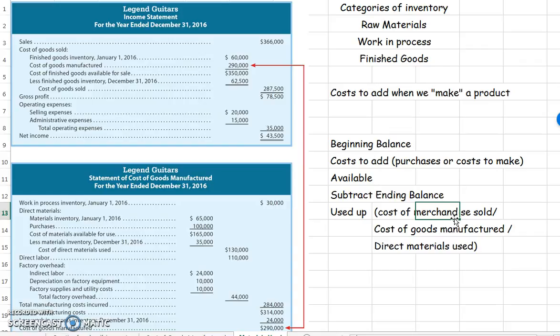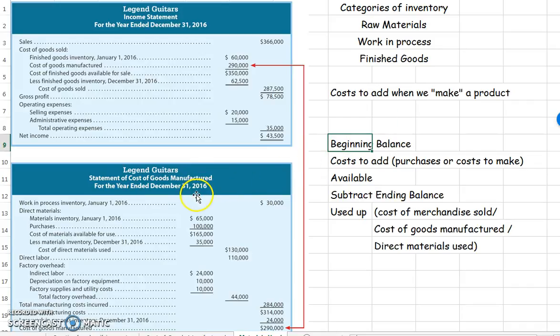So the first time we're going to use it is in this cost of goods manufactured statement. You're going to find out from this how much it costs you to manufacture your goods. And here's how you do it. You start off with your work in process inventory. So that's this middle one right here, because we're talking about actually working on this guitar. How much money did we spend working on this guitar? So we start off with work in process, the beginning inventory, January 1, 2016. That is our beginning balance.